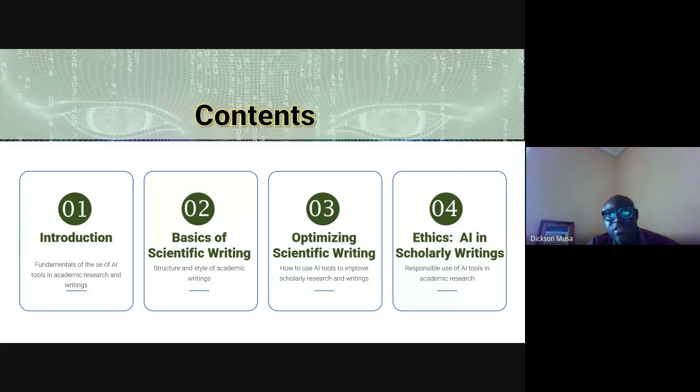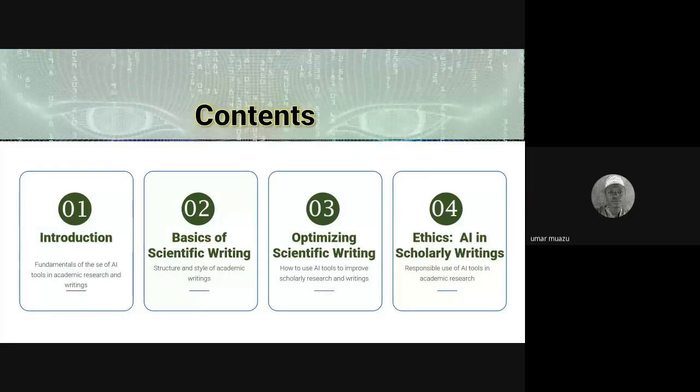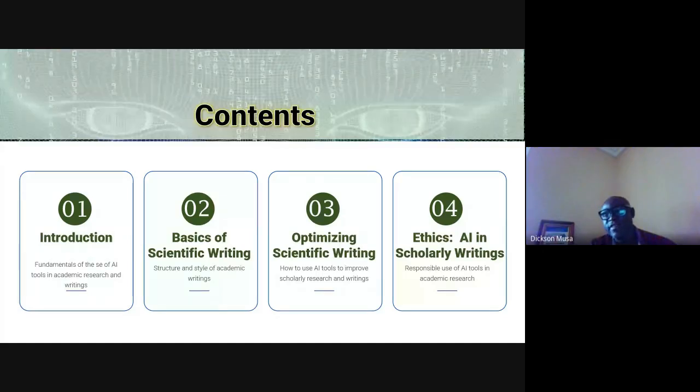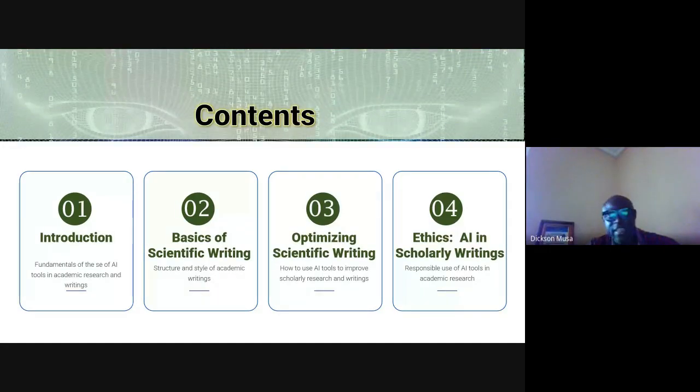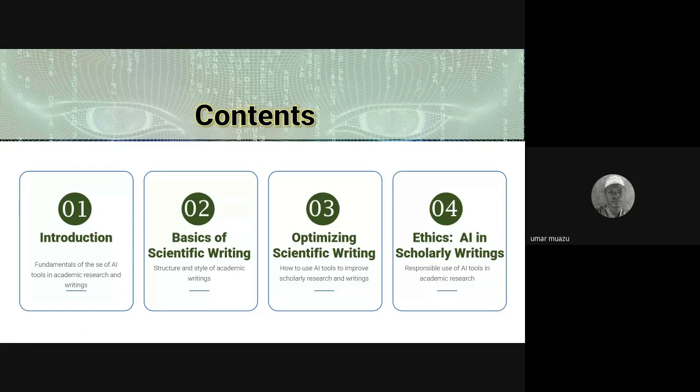Then we also look at how to optimize scientific writing, how to use AI tools to improve our scholarly research and writing. Then finally, we look at ethics in the use of AI tools in scholarly writings. This is a very important aspect of what we'll be doing, the ethics.